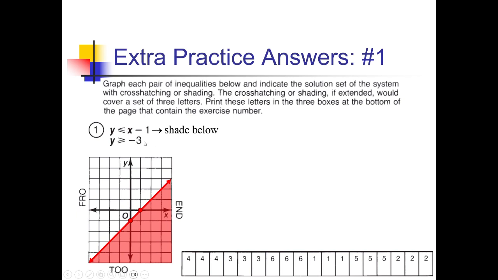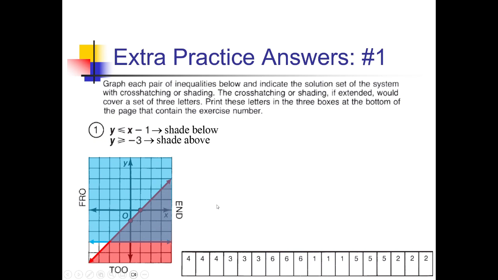Now this next one, y greater than or equal to -3. Since there's no x here, this is a horizontal line where the y value is always -3. And we have the equals. So we're going to have a solid line going through y equals -3. So down here. And since this is greater than, we're shading above that line. So we're going to go up here.